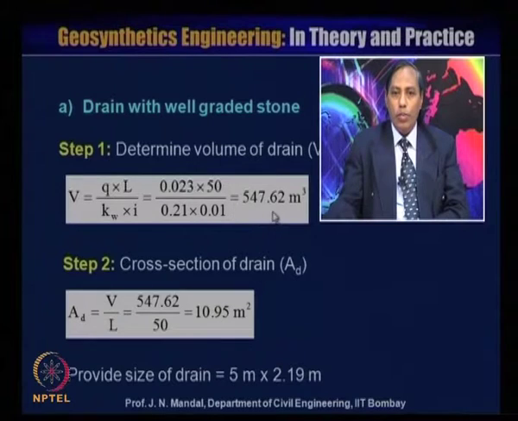So, you can have volume is equal to 547.62 meter cube. Step 2, cross section of the drain, that is AD. So, AD will be equal to volume divided by length. So, volume is 547.62 divided by length, which is 50. So, AD will give 10.95 meter square. So, you know what should be the area of the drain. That is 10.95 meter square.